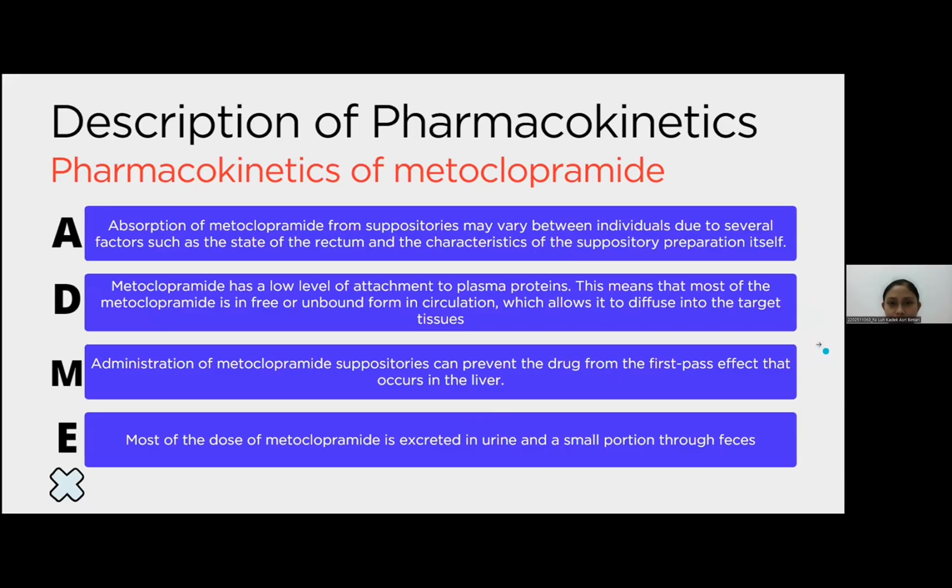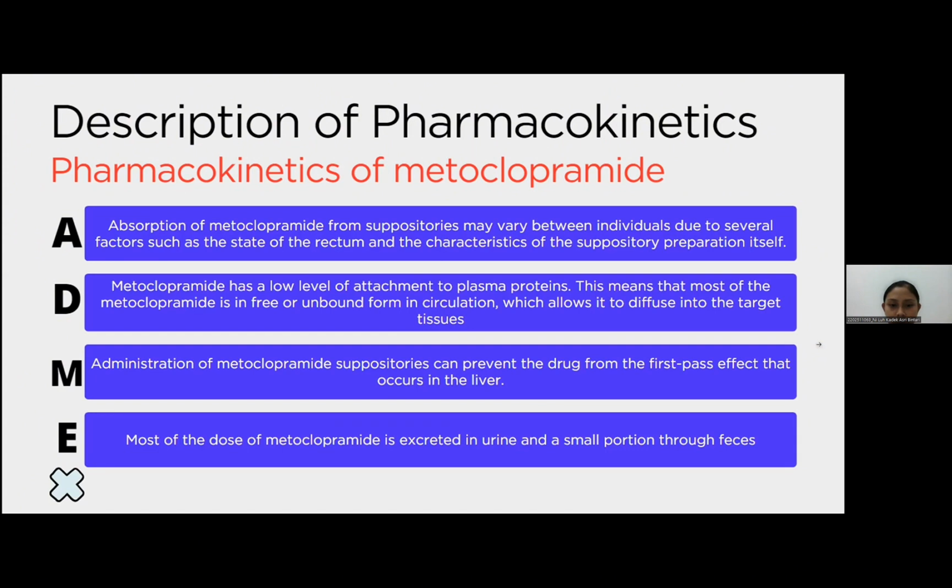Hello everyone. My name is Asari, with the last 3 digits of my student number being 063. Today, I would like to present the description of pharmacokinetics. The first one is pharmacokinetics of metoclopramide. Absorption of metoclopramide from suppositories may vary between individuals due to several factors, such as the state of the rectum and the characteristic of the suppository preparation itself.